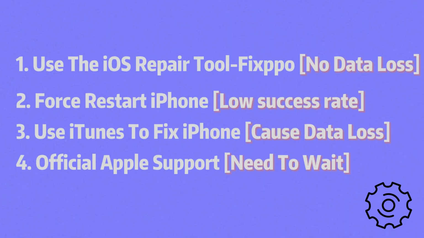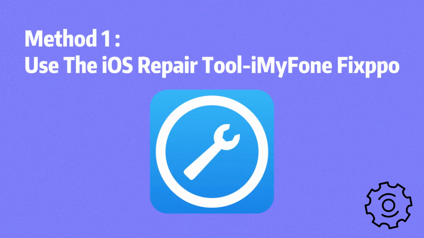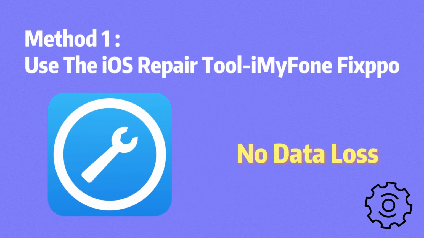This video will introduce you to 4 methods, but for your convenience, we will first present the quickest method that won't lose your data. Method 1. Use the iOS repair tool Fixppo. Fixppo can fix your iPhone screen black lines and no data will be erased.